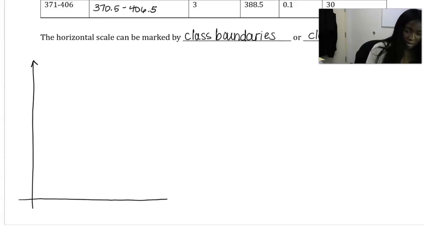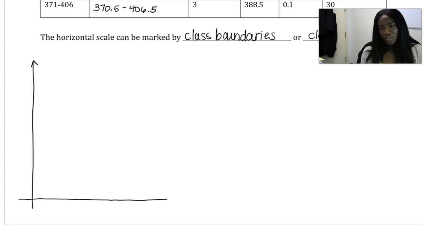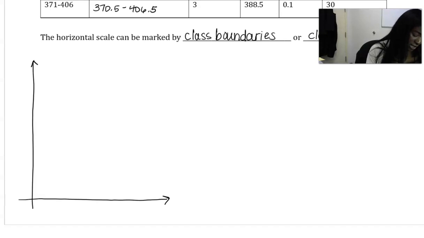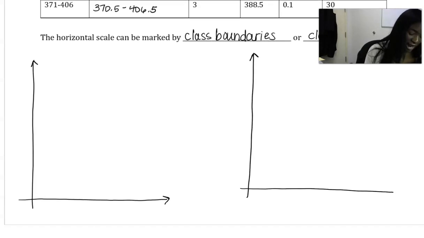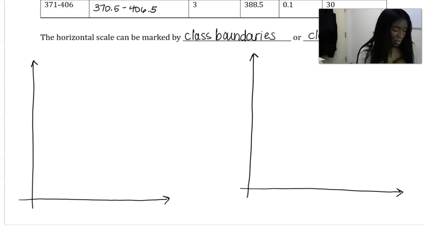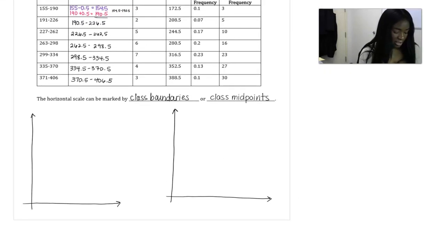I'm going to make 2 histograms. I'm going to make one where I use class midpoints, and one where I use class boundaries. Either one would be perfectly fine, okay? But first thing I'm going to do on my histograms is give them a title, and also give them labels on both of the axes.